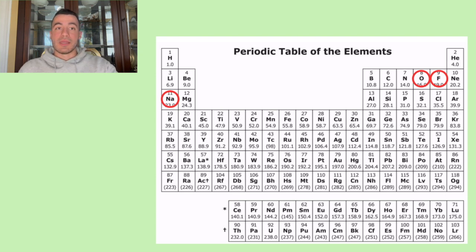So I want to make a clear note that fluorine and oxygen are in the same period, whereas fluorine and sodium are located in different periods. Fluorine and oxygen are located in period 2, whereas sodium is located in period 3. So we're going to make comparisons with fluorine and oxygen, both of them being in period 2.